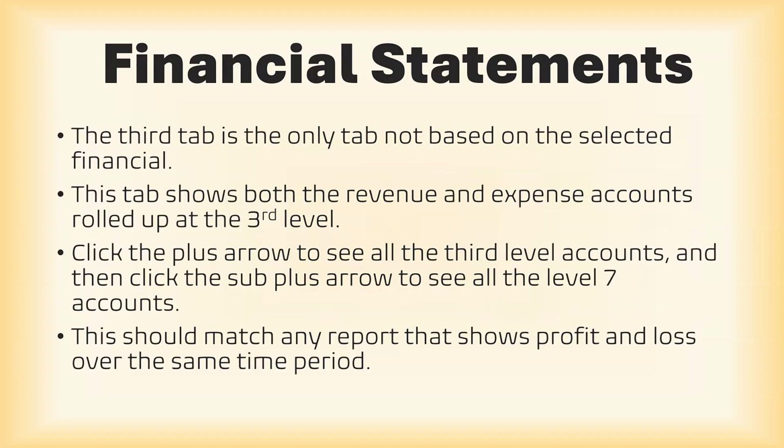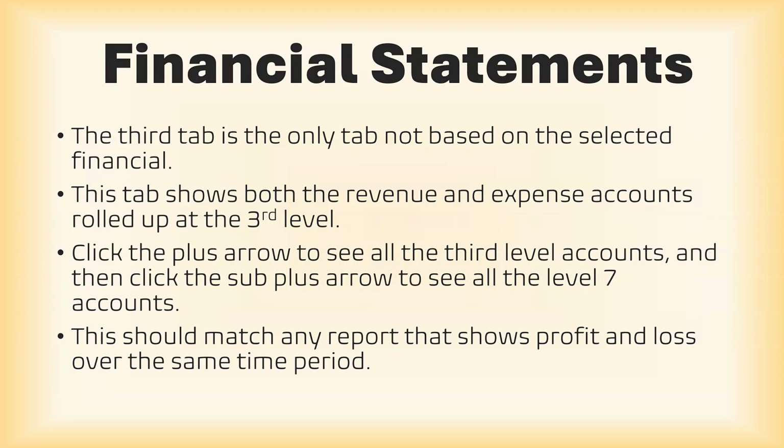The third tab is your profit and loss, and that is the only tab that's not based on the selected financials. It just shows both the revenue and expense accounts rolled up at the third level. You just click the plus arrow to see all the third level accounts, and then you can click the plus arrow to see the 7 level accounts. So we kind of broke it up into 3 different levels. You have your line, then you have the third level, and then you have your 7 level underneath that.